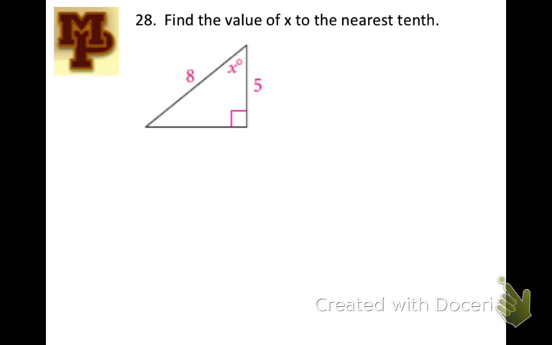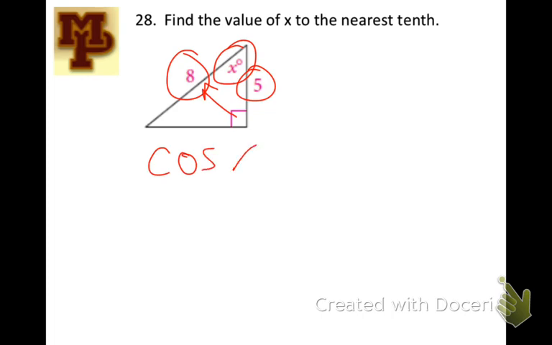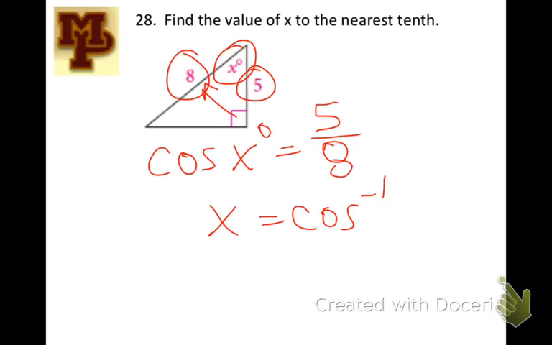Okay, find the value of x. From this angle measure, that's right next to it, so it's adjacent. And this is the hypotenuse because it's straight across from the 90-degree angle. Which one does adjacent over hypotenuse? That's cosine. So cosine of x degrees is equal to 5/8. To solve for x, you have to do the inverse cosine of 5/8.